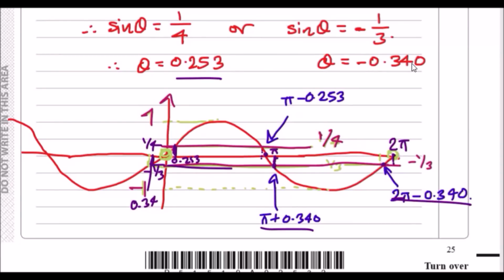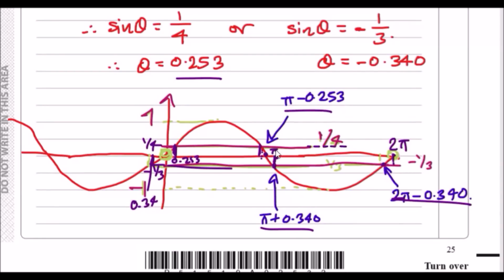So these are a couple of solutions you can use. For the quarter value, again, the quarter value is 0.253, and if pi is over here, if you just draw a little dotted line from here, you realize that this value is just a bit less than pi, so it's pi minus 0.253.